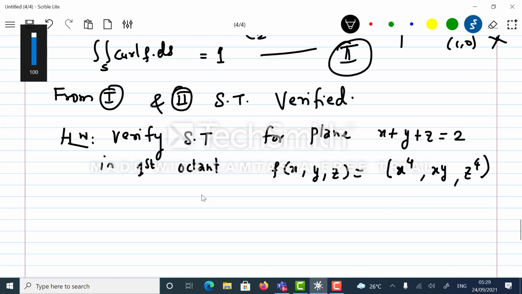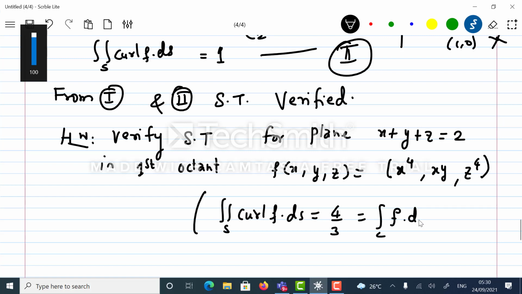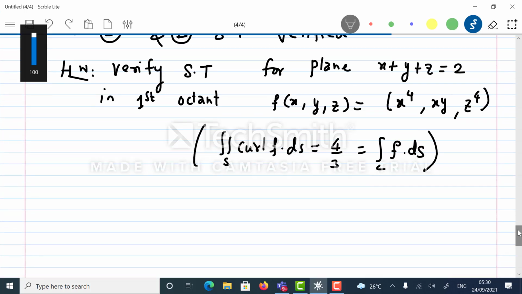And even I can give you, though it is verification, the surface integral of curl f turns out to be 4 by 3, which is the same as your line integral f dot ds. So just check whether both ways you are getting 4 by 3 or not. One can easily do that, because it is not difficult.